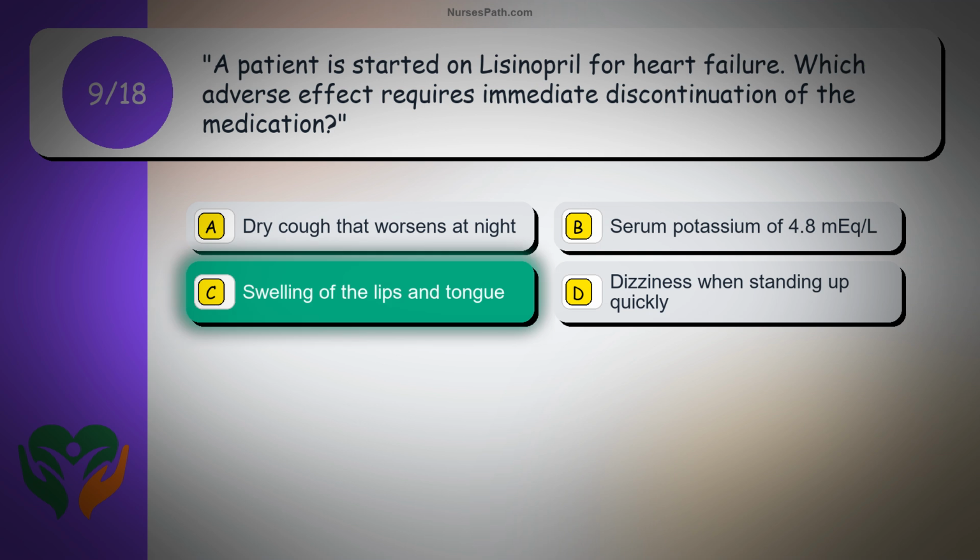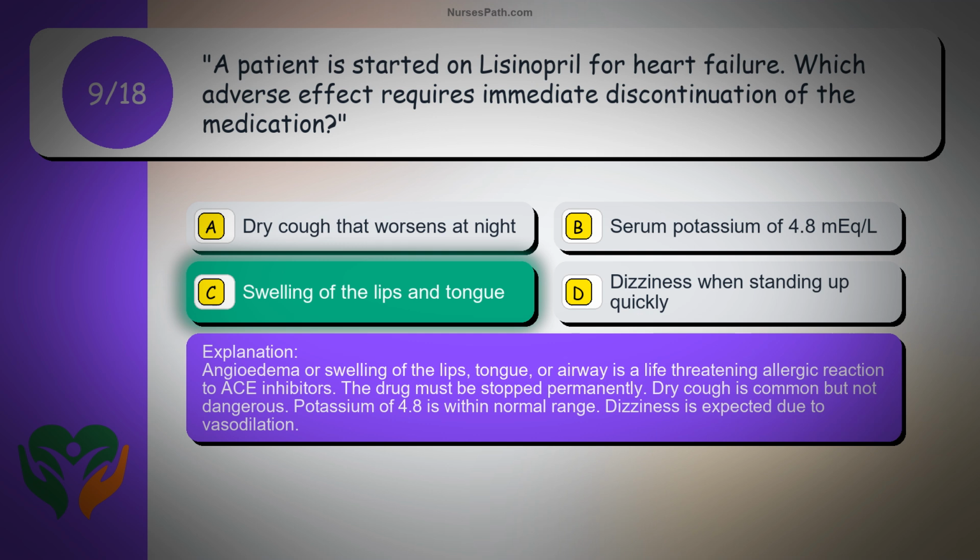The correct answer is option C, swelling of the lips and tongue. Angioedema, or swelling of the lips, tongue, or airway, is a life-threatening allergic reaction to ACE inhibitors. The drug must be stopped permanently. Dry cough is common but not dangerous. Potassium of 4.8 is within normal range. Dizziness is expected due to vasodilation.